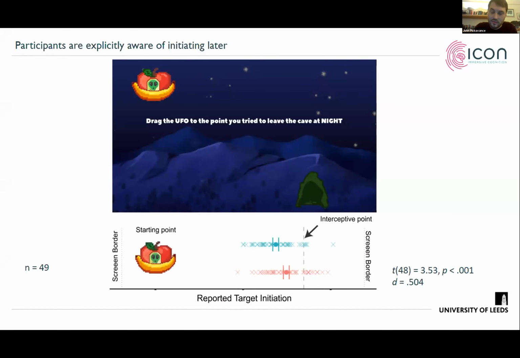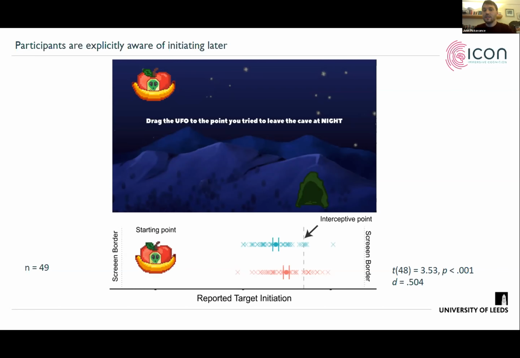And what we found here: the crosses represent individual participants, the dots represent the overall mean, and the error bars are the confidence intervals adjusted for within-participant comparisons.